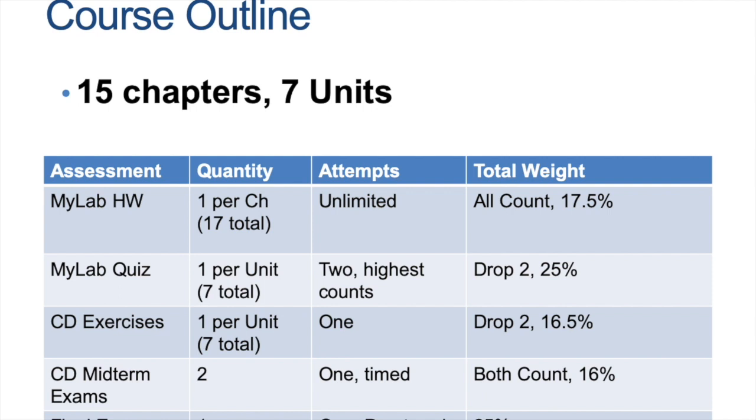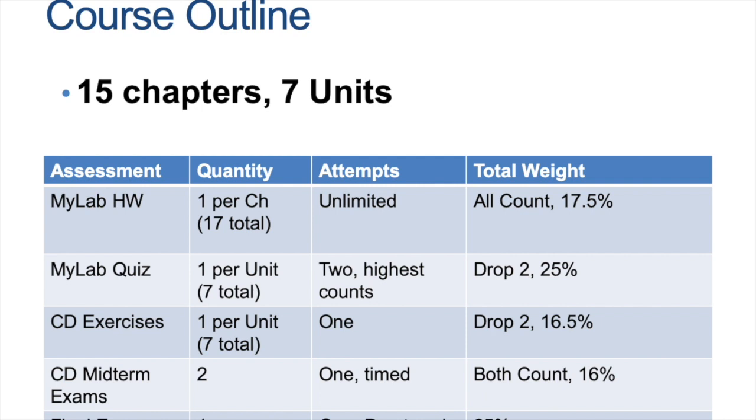Let's hop into CourseDen. So CourseDen exercises, there will be 1 per unit, so 7 total. You only get 1 attempt at each. And again, I'm going to drop the 2 lowest. This will end up being 16.5% of your final grade. I'll show you more about those when we go to CourseDen.